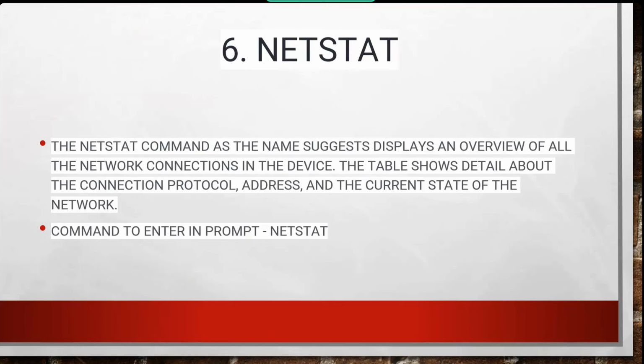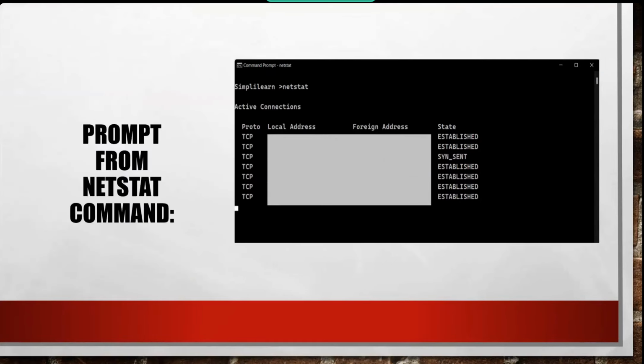If it is used without parameters, it displays the active TCP connections. It shows the network and protocol statuses in general. Through the netstat command, we can show the network and protocol status. If we look at the CMD prompt, we will be able to see the protocol type, that is TCP, local IP addresses and foreign IP addresses, and the state, whether it's established or not. It is also shown in the CMD prompt.